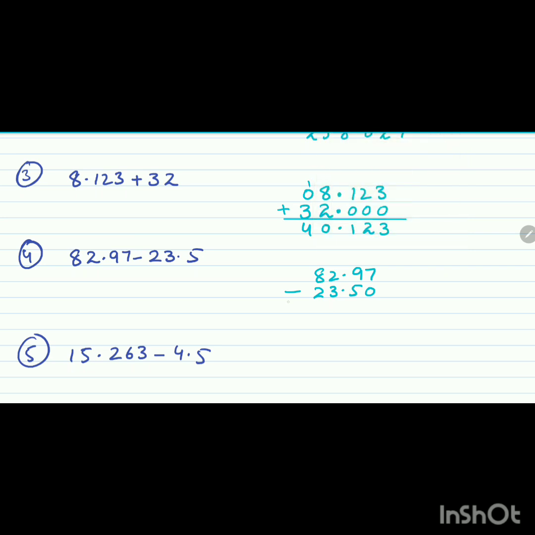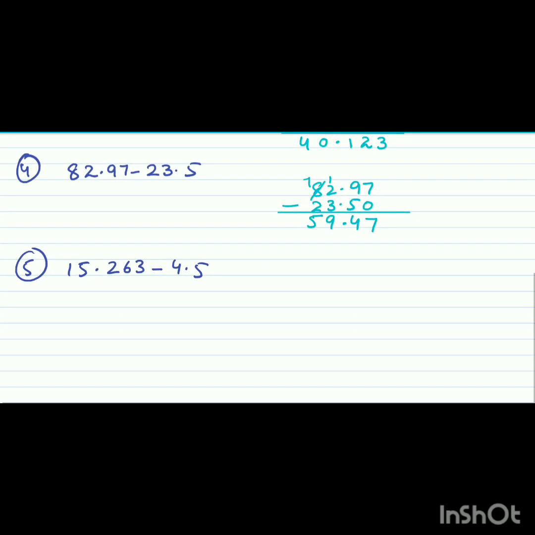So okay, 7 minus 0 is 7. 9 minus 5 is 4. Decimal under decimal. So I cannot subtract 3 from 2 here. So what I will do, I will take one borrow from 7, sorry, 8. It will remain 7 here. It will become 12. So 12 minus 3 is 9, and 7 minus 2 is 5. 59.47 is the final answer.